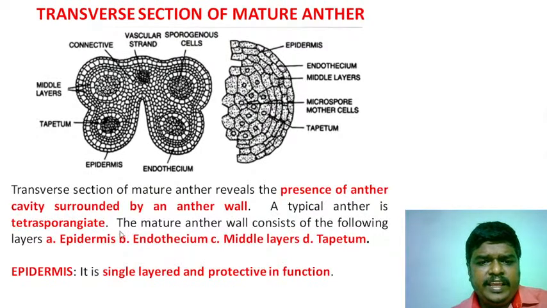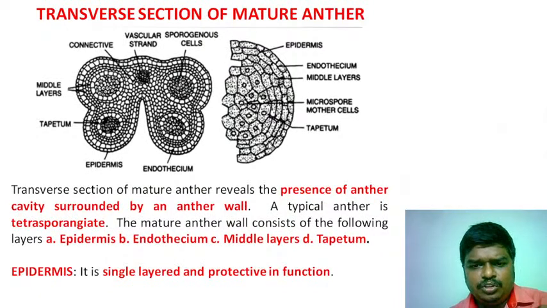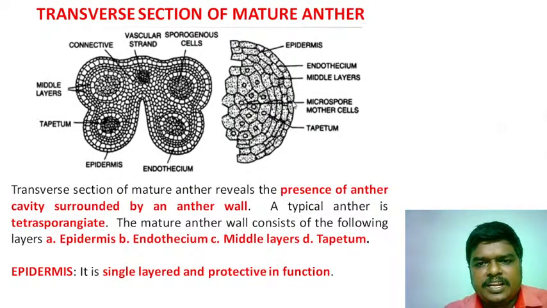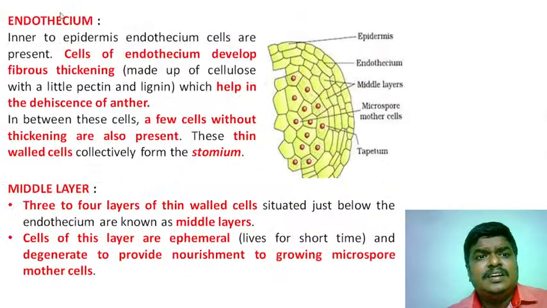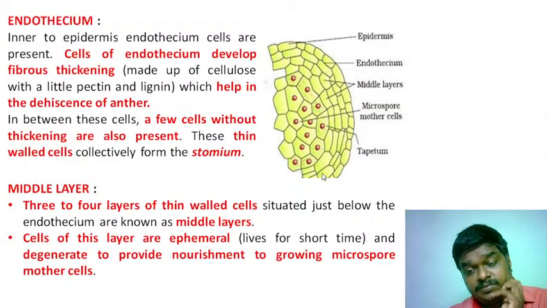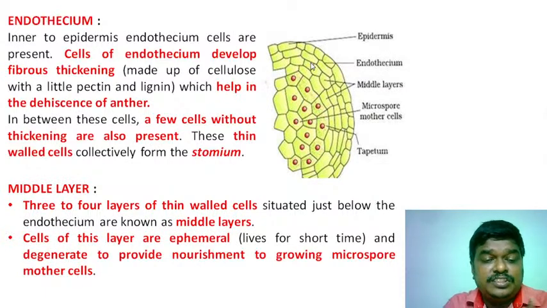And you can see the layers. The outer layer is the epidermis, and then endothecium, middle layers, and tapetum. So what is the function of the outermost layer, the epidermis? It is a single layer and it is protective. Epi means outer, dermis means skin. It is only protection. Whereas the endothecium is the next layer. Can you see it here? The layer below the epidermis is called the endothecium.